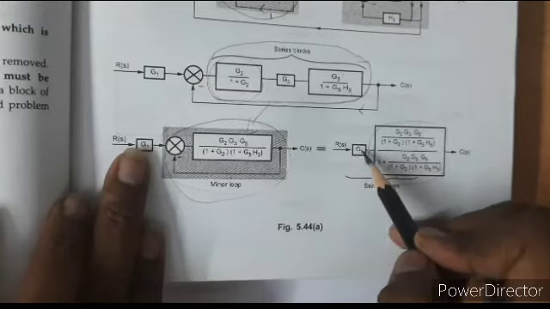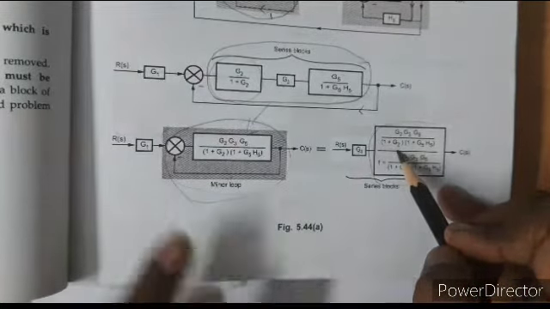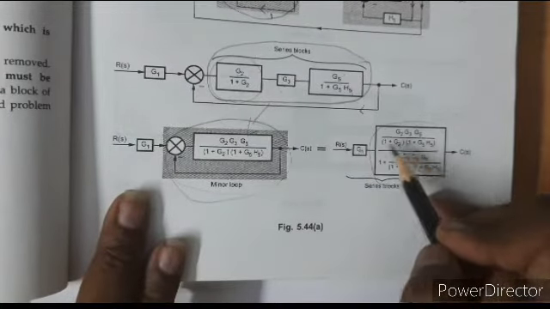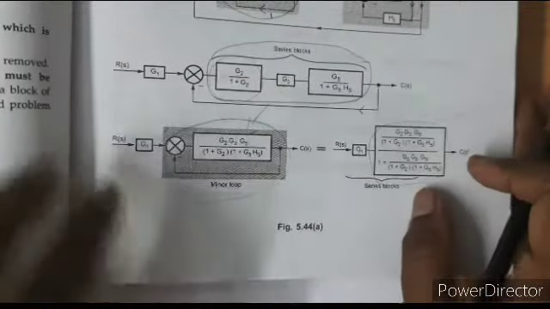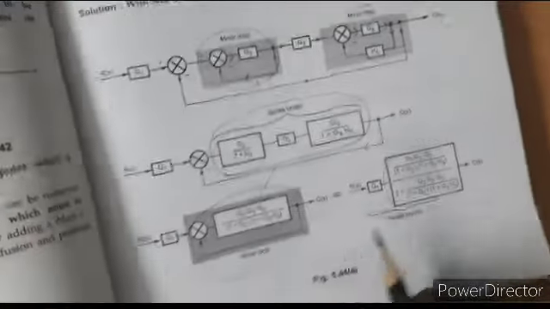So now what will happen? These two blocks look like they are in series, so you can repeat step number 1 again. When they are in series, they will get multiplied. Now when they get multiplied, what will happen? After multiplying, I'll write here.